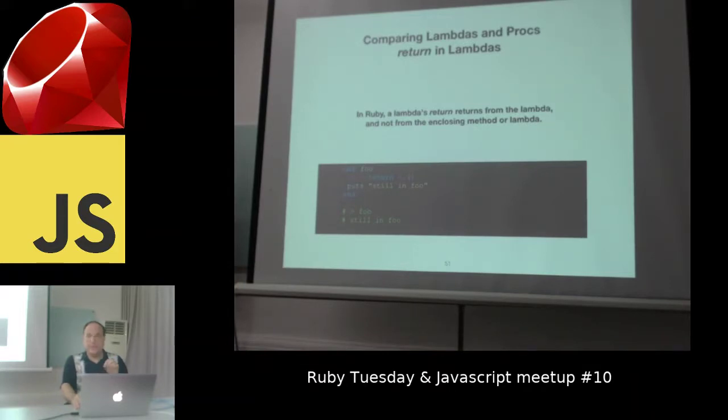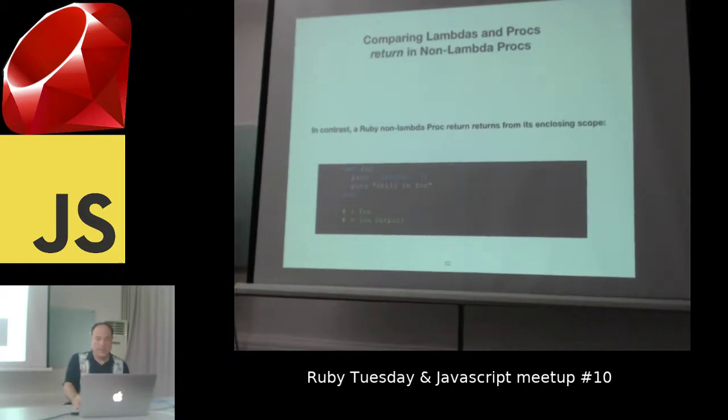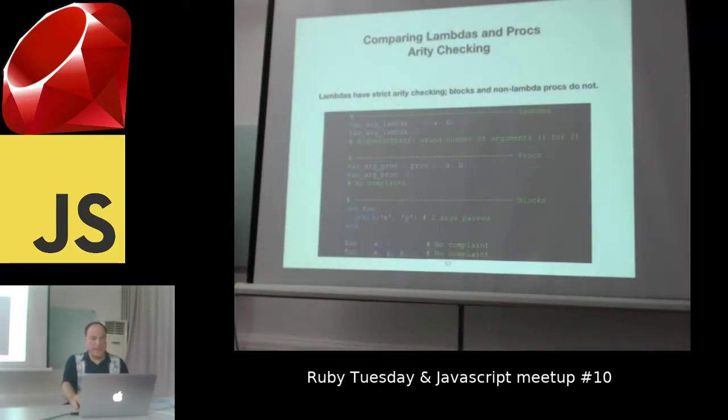They also differ in the way they return. A lambda's return returns from a lambda, but not from the enclosing method. So here, we create a lambda that returns and then call it, and then we have this statement, which we do see output, which means that it's returning from the lambda, but not from foo. But here, where we define it as a proc instead of a lambda, it does return from foo. So that's another difference.